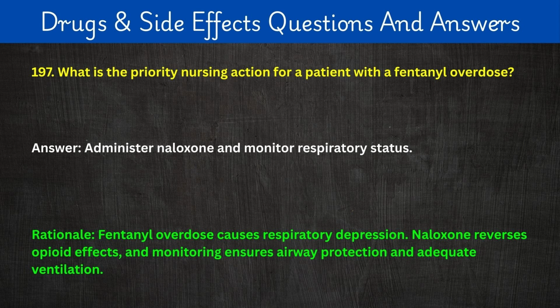197. What is the priority nursing action for a patient with a fentanyl overdose? Answer: administer naloxone and monitor respiratory status. Rationale: fentanyl overdose causes respiratory depression. Naloxone reverses opioid effects and monitoring ensures airway protection and adequate ventilation.